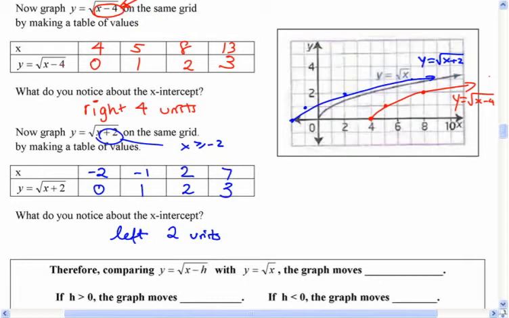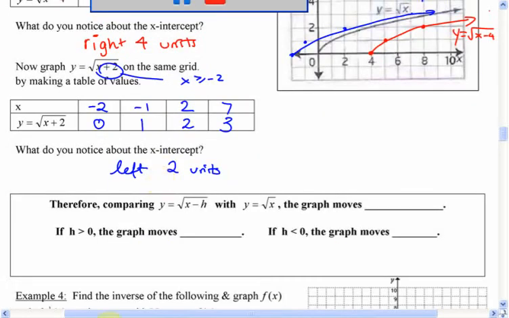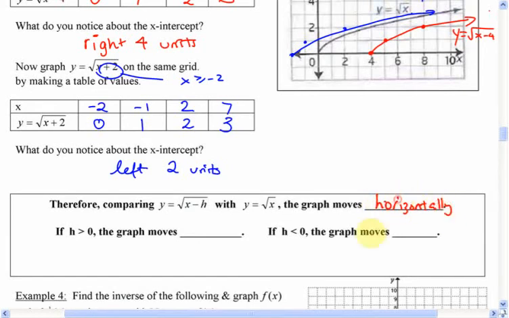And I'm also going to ask you, see if you can fill out the box underneath now, please. I said y equals root of x minus h. Okay, be careful, x minus h. That makes a difference, with y equals root x. And which way does it move? Well, yeah, right and left, but let's write down the word horizontally first. Now here's the key. If the h value is bigger than 0, the graph moves left, right, I don't know, right?